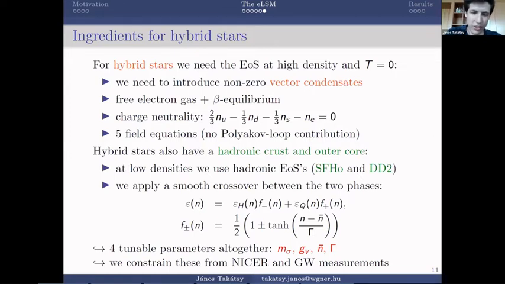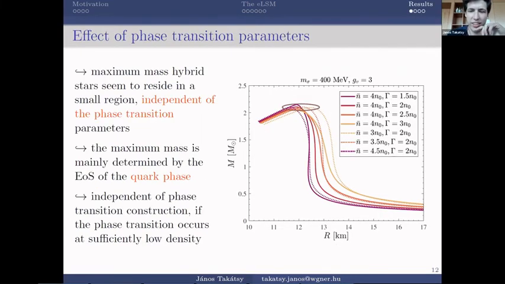So all in all, we are left with 4 tunable parameters altogether: the sigma meson mass and the vector coupling, which are from the quark model and are not constrained that well, and the 2 parameters of the phase transition. Then we can constrain these from astrophysical measurements, for example the NICER measurements and also gravitational wave measurements.